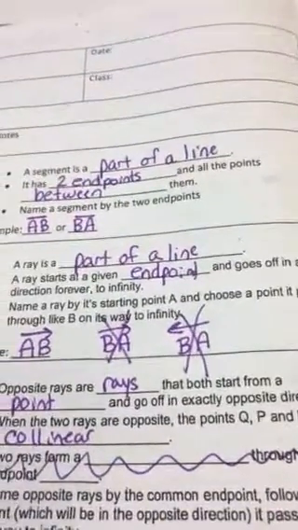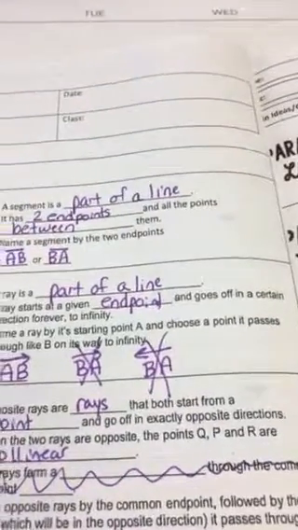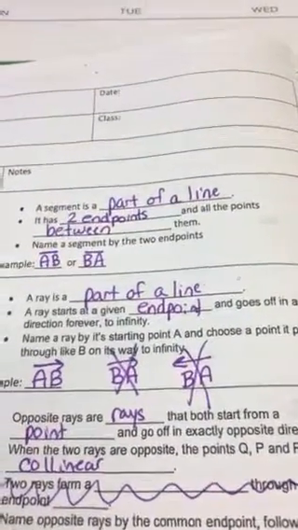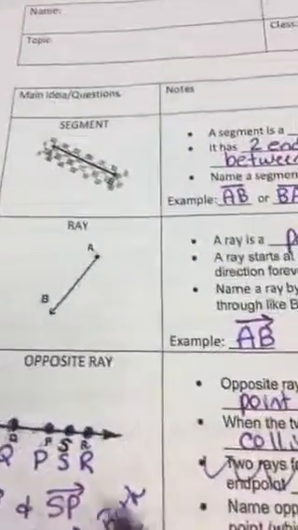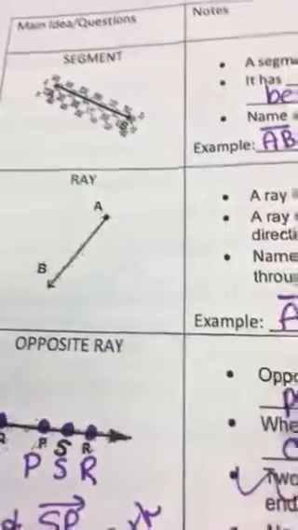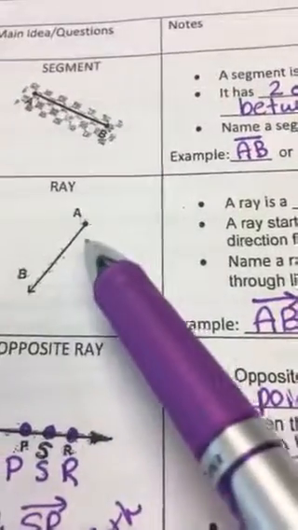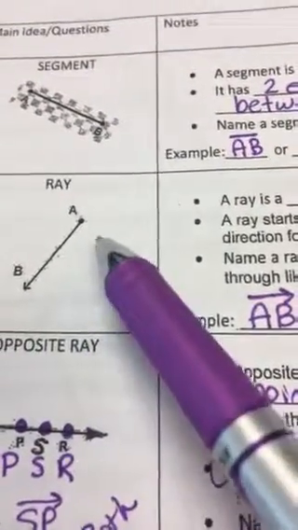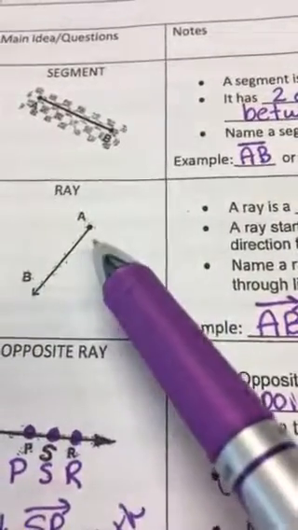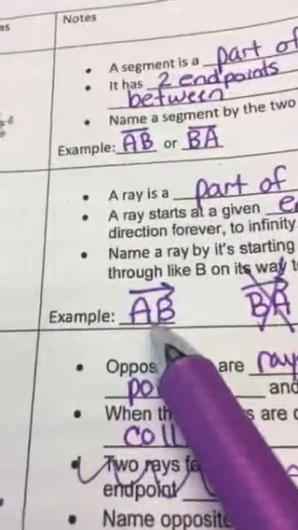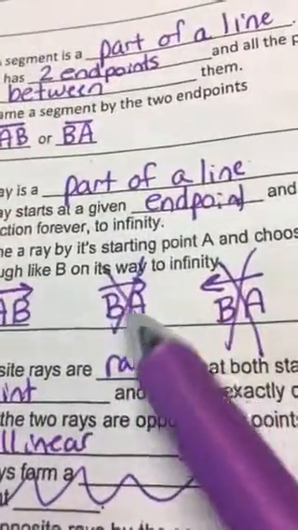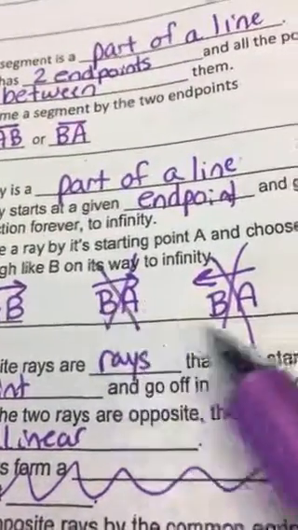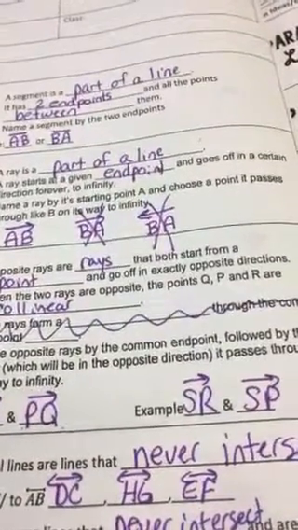A ray is part of a line. A ray starts at a given endpoint and goes off in a certain direction forever, infinitely. And when you're naming this ray, you pick the endpoint first, so A has to go first, and then the arrow always goes towards the right, and then you say, where's it heading? It starts here and heads towards B, so there's your ray. You cannot switch the letters around because B is not the endpoint, and the arrow is never written to the left.